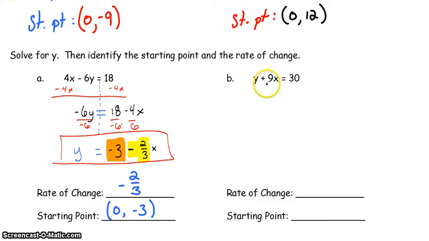I want you guys to try part B on your own. I'm going to give you a hint, and that is that your starting point will be (0, something). You can always do that. When I ask for the starting point or for the y-intercept, you can always start it by writing (0, something). That's what you're looking for when you're finding a starting point, or a y-intercept, excuse me. Go ahead and press pause and try B.